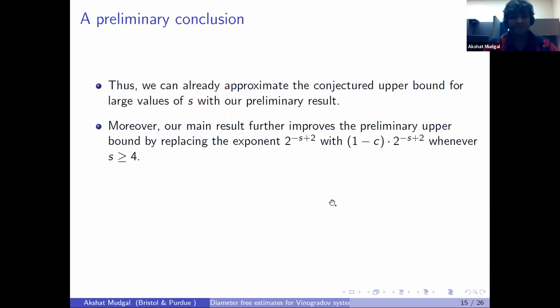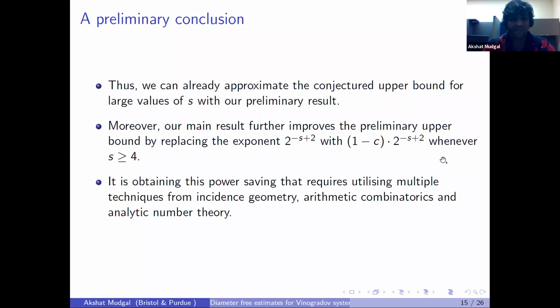Though I'd like to remind you that in the preliminary bound, our exponent was 2^{-s+2}. But our main result actually had a further smaller exponent. Our main result had an exponent of 2^{-s+2}, but it was further damped by this 1 minus c factor, which was strictly less than 1. And it's really going beyond this threshold exponent that requires more techniques from additive combinatorics.